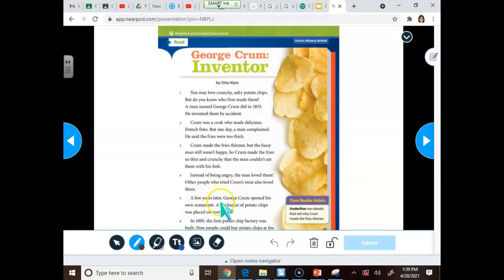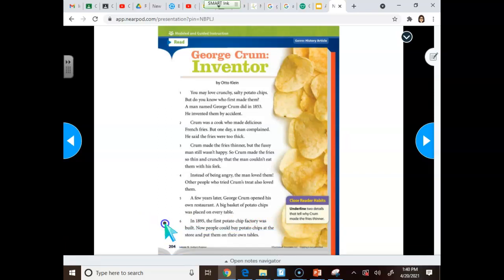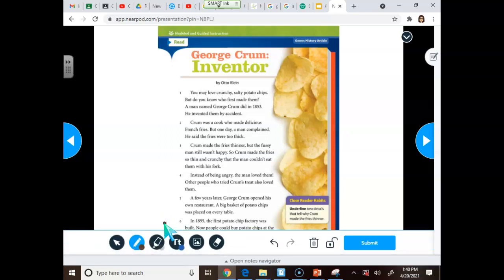A few years later, George Crumb opened his own restaurant. A big basket of potato chips was placed on every table. In 1895, the first potato chip factory was built. Now people could buy potato chips at the store and put them on their own tables. Okay.